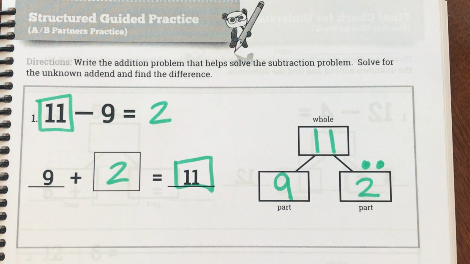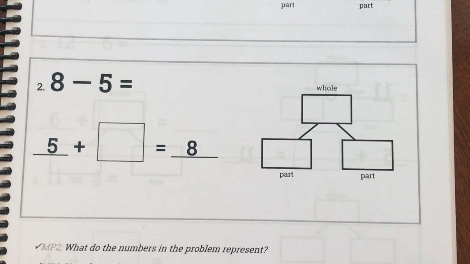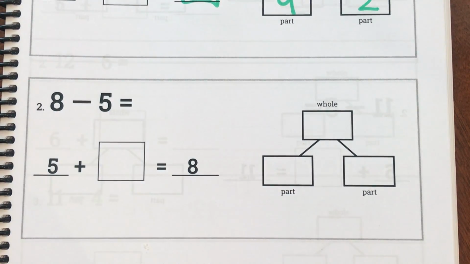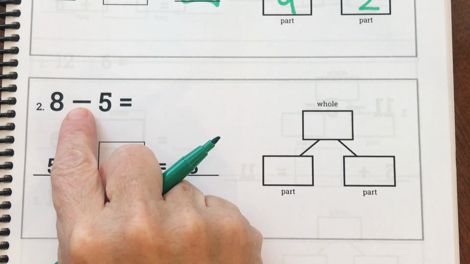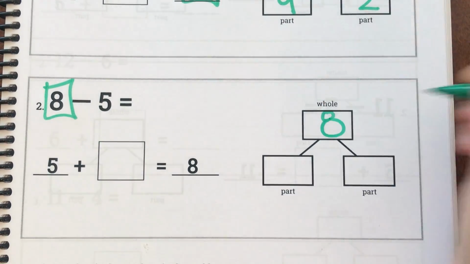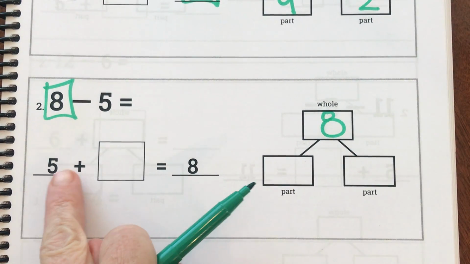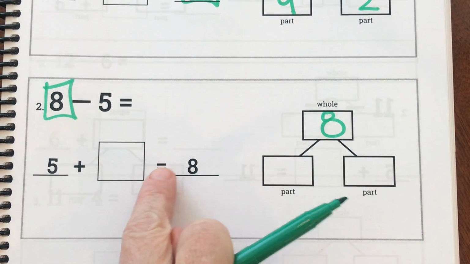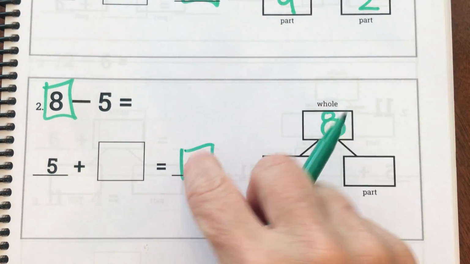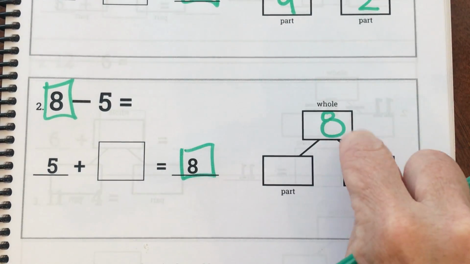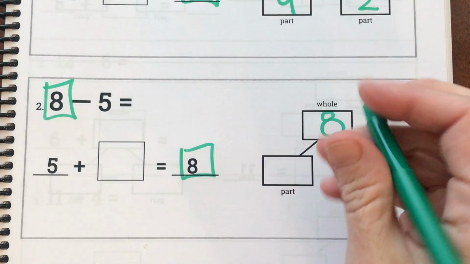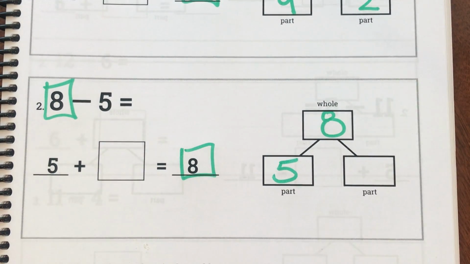Okay, let's look at one more together. This time it says 8 subtract 5. So what did we say? In a subtraction, our starting number is our whole. Then we have 5 plus something equals 8. Well, in an addition problem, our sum equals our whole. So we know our whole is 8. And then we know 5 must be one of our parts.